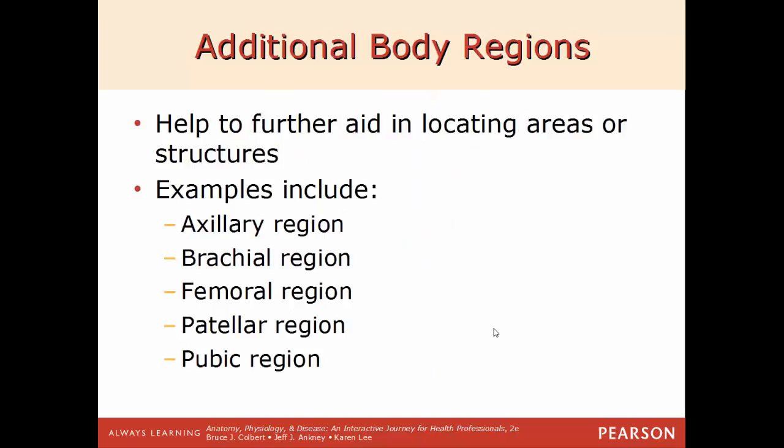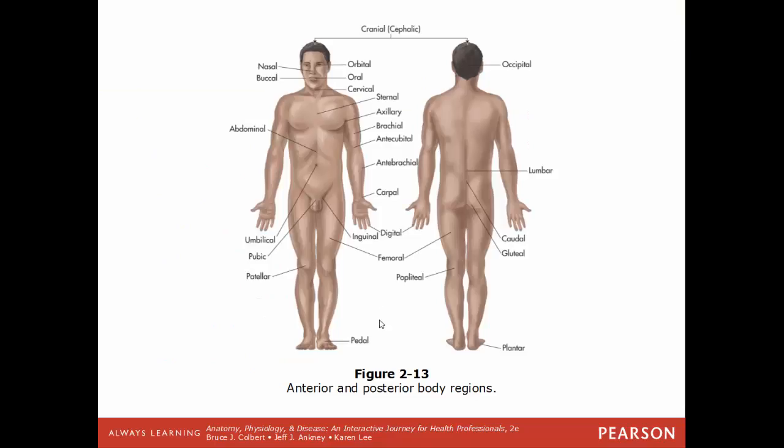And next we'll go over some other body regions to help you locate various structures and identify pain in the patient. Axillary, brachial, femoral, patellar, pubic. And all these names have very particular meanings. The axillary would be the armpit, brachial the arm, femoral the inner thigh, the leg, patellar the knee, and then pubic the groin. And here are some very common anterior and posterior body regions.